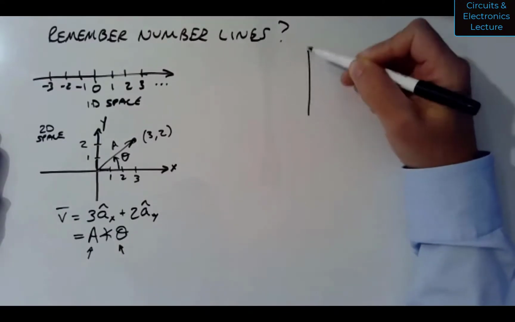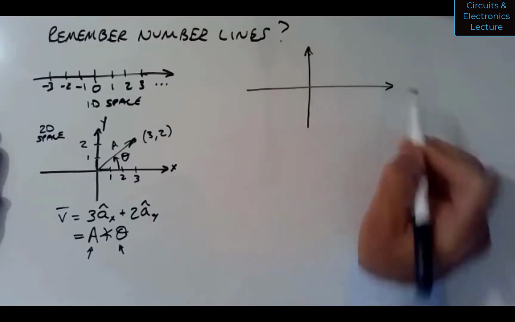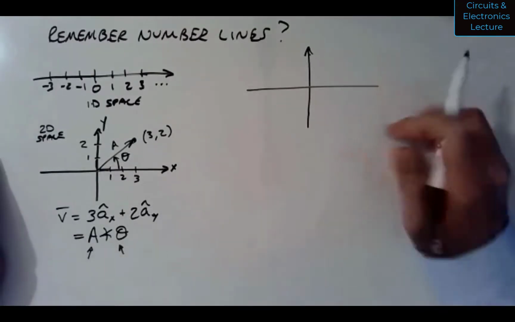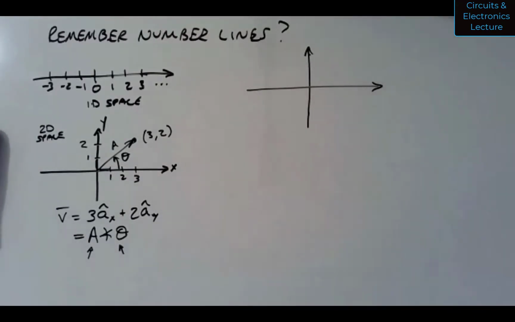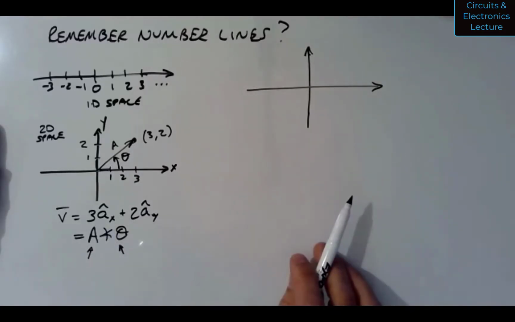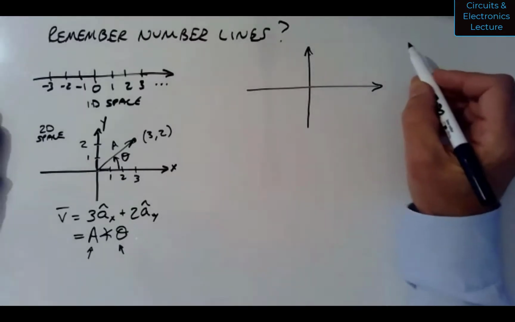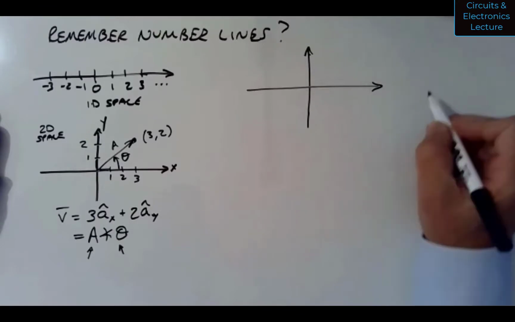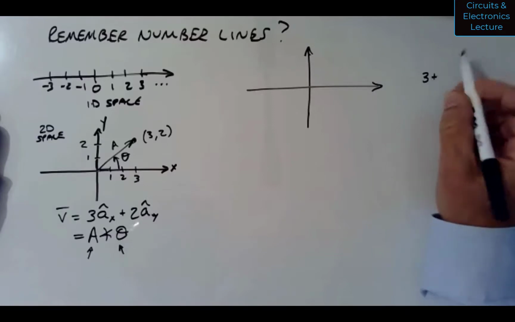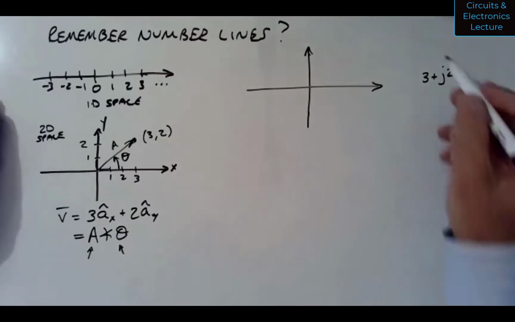So let me create another axis here. And there's another way that we can separate, let's say this 3 from this 2 such that they don't add together when you add a bunch of vectors together. And that way is with complex numbers, right? So if I have a value, let's say that value is 3 plus J2. Okay, let me explain what that means.